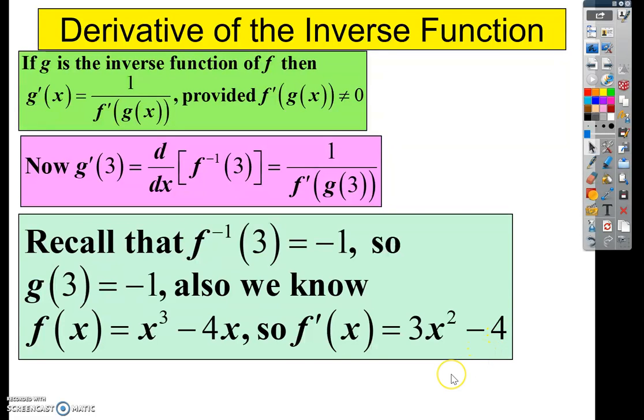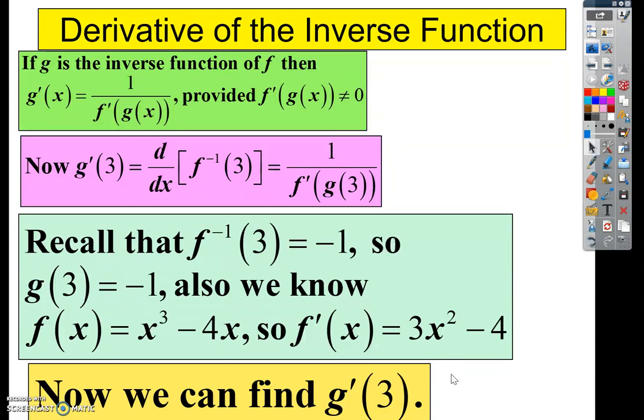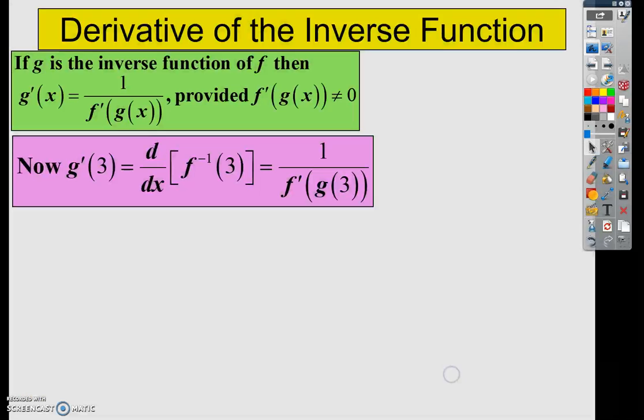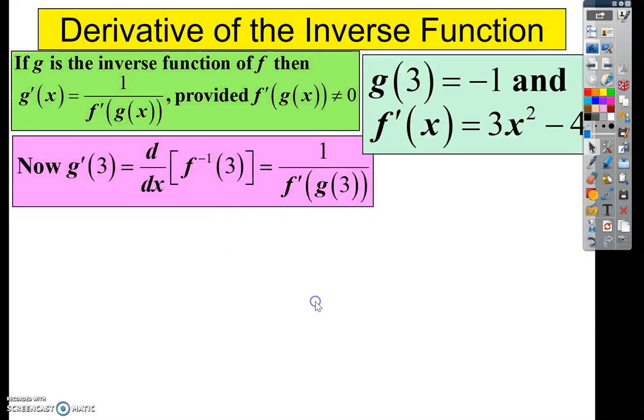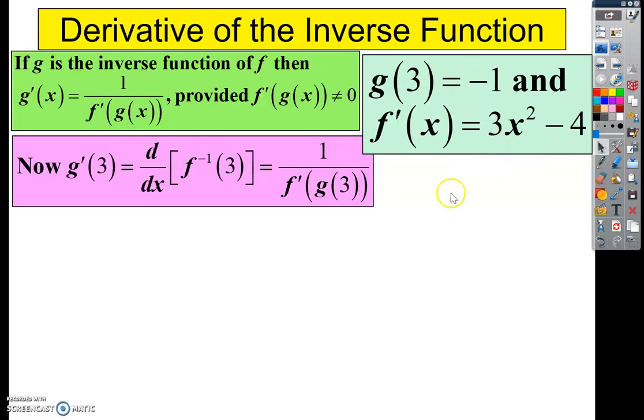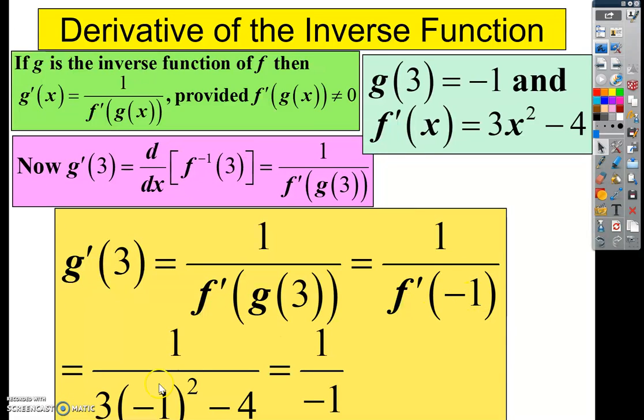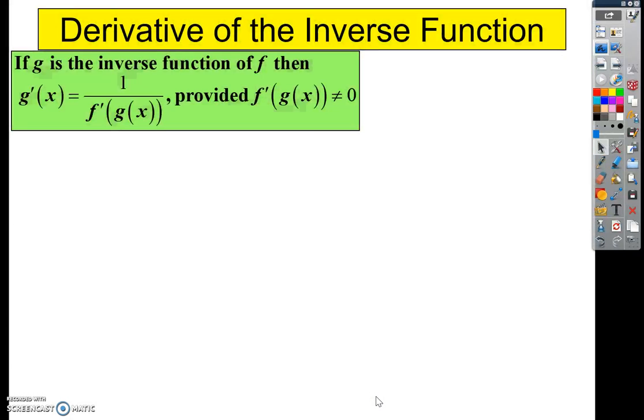So what are we doing here? Now we can find g prime. There's a lot going on here, but all we're going to do is take the pieces of knowledge we have and go for it. It's pretty straightforward because we need to find f prime of g of 3. So that's f prime at negative 1. We plug in negative 1: 3 times negative 1 squared is positive 3, and 3 minus 4 is negative 1. No big deal. Our answer is negative 1.